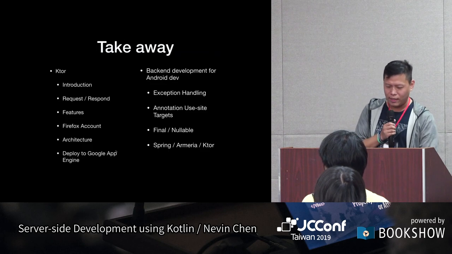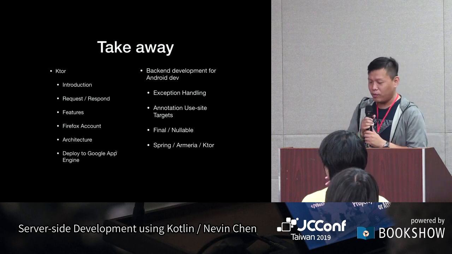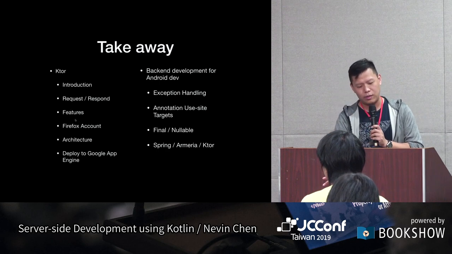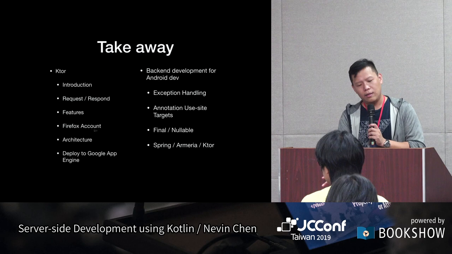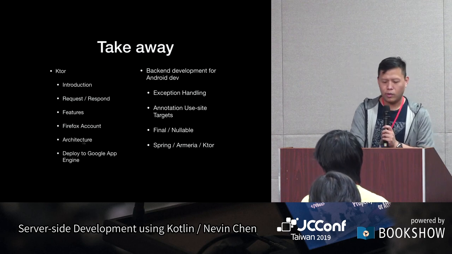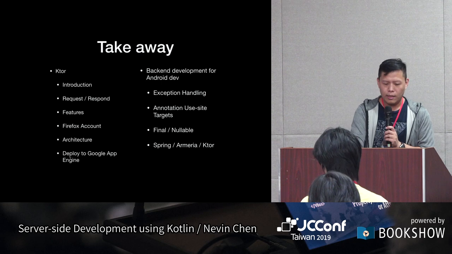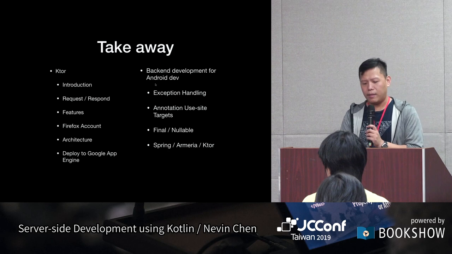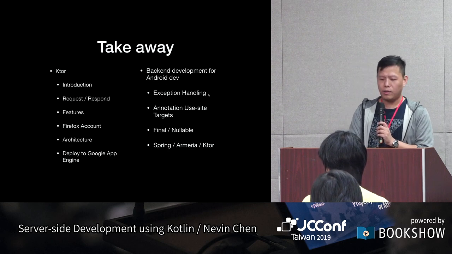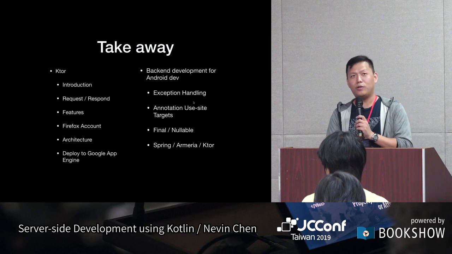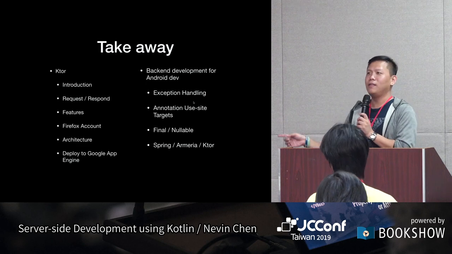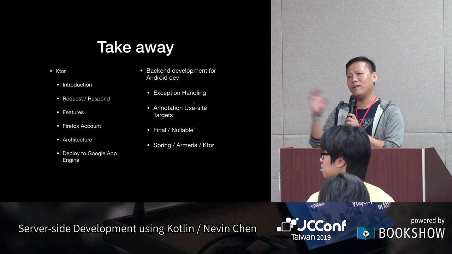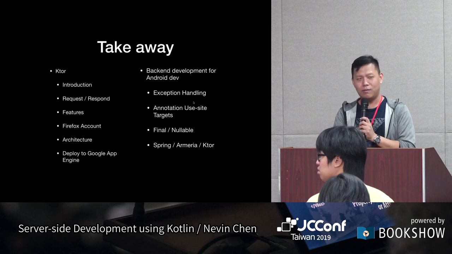So the key takeaway here is we talked about Kotlin. We introduced the Kotlin request and response. We introduced the features. Another feature is authentication, where we talked about OAuth2 using a Firefox account. We talked about the Kotlin architecture, the routing part. We talked a little bit about Google App Engine, how to deploy to it, and some backend development stuff for Android developers. Like exception handling is different in the Android world. In Android, your repository doesn't have 10 view models, right? But in the server world, your repository probably has more than a dozen or 100, maybe.